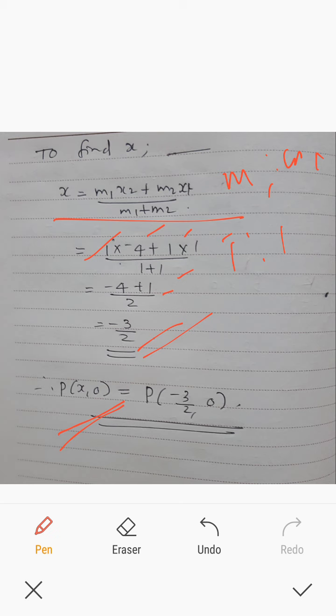So the coordinates of the point of division, already taken as x, 0. So the x coordinate we got is minus 3 by 2, and 0. So the coordinates of the point of division are minus 3 by 2, 0.